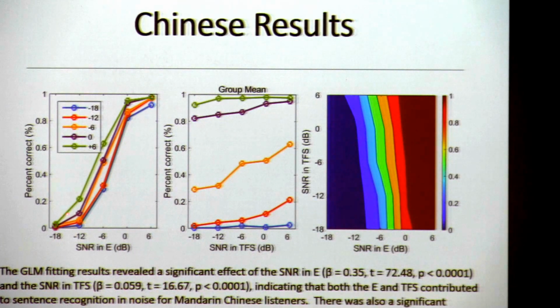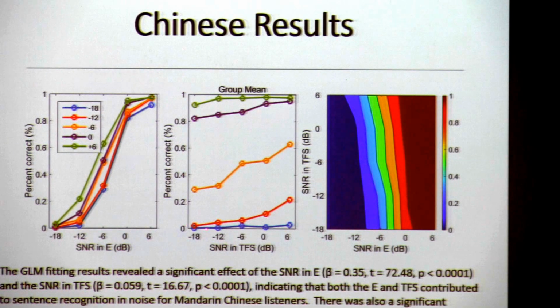There's also some variation between these lines, indicating that the temporal fine structure does seem to play a minor role in background noise. Moving to this next graph here, like I said, it's the exact same data, just in a different light. Here the temporal fine structure is on the x-axis, and the colored lines are represented by the SNR of the envelope.